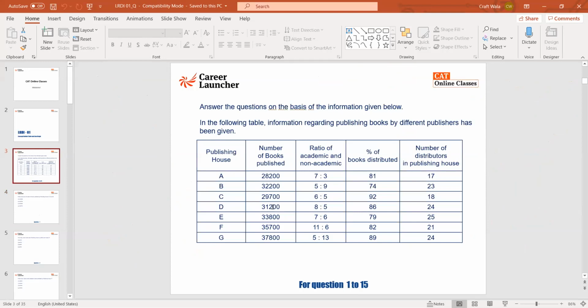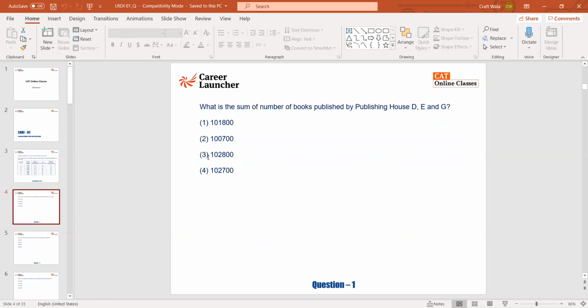So D is 31,200, E is 33,800. So if I add them, 31 plus 33 is 64, and another 100, 65, and G is 37. 65 plus 37 is 102. So 102,800. Any answer option with that? Answer option 3, 102,800. That becomes my answer here. I hope this must be clear. Very straightforward question.